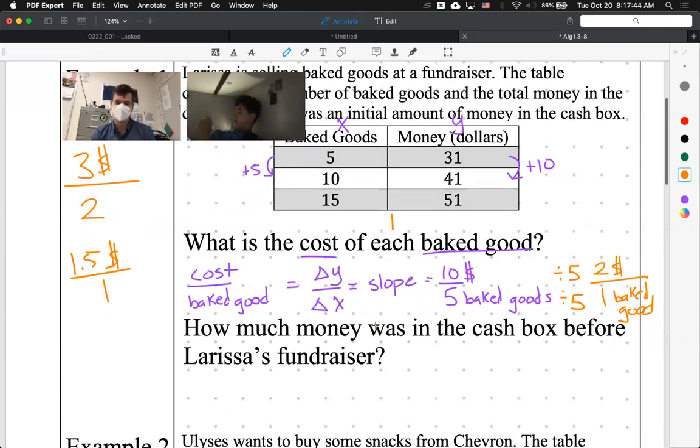All right, and let's do the next question. How much money was in the cash box before Larissa's fundraiser? Because you started with some money. If you start the cash box with no money, then you're not able to give change when people need it, right? They give you a $20 bill and you're only buying a $5 brownie or $2 brownie in this case. You need to give change. How do we find how much money was in the cash box before the fundraiser?